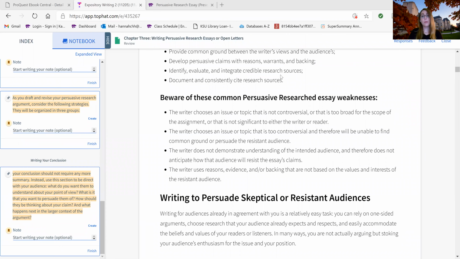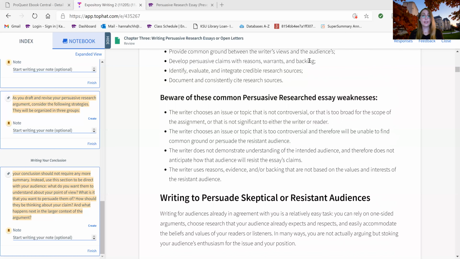And then beware these common persuasive research essay weaknesses. So just make a note of these when you're drafting, what to look out for, and how to further improve upon these. So the writer chooses an issue or topic that is too controversial or too broad. This should not be a problem for most of you, as I have approved your topics. Some of you, I have told you that it is too narrow or too broad, and I have provided suggestions on how to narrow it or broaden it. But that is a choice, and then depending on the kind of research you find, you can shape your argument.